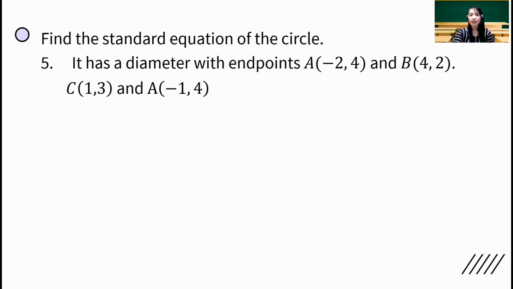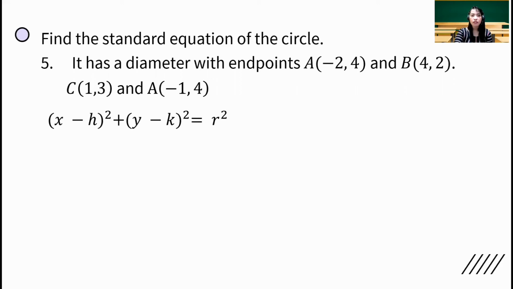How to get the radius? Because the radius is unknown. Given the center we got earlier, 1, 3, you can choose whether you want to use point A or point B. Anyway, point A and point B are both points on the circle, so either of the two will work.